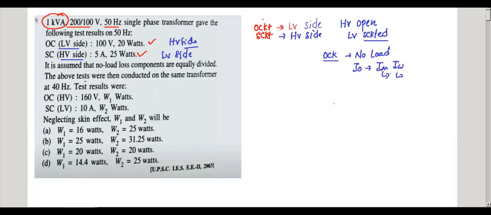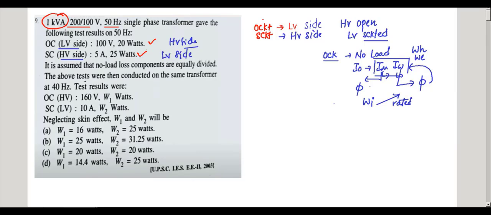This magnetizing component of current is to produce flux in the transformer core. Once flux is present in the transformer core, it draws an extra current of 1 to 2% to supply the iron losses. What are the iron losses? Hysteresis losses plus eddy current losses. So iron losses depend upon the flux. Iron losses depend upon the rated flux.